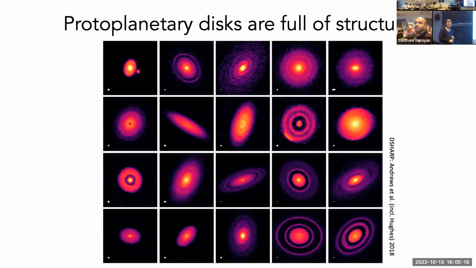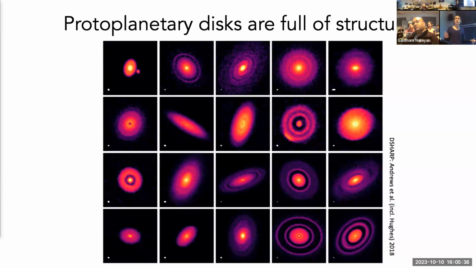So protoplanetary disks, we now know, thanks to ALMA and DSHARP, are full of structure. They're just full of rings and gaps, spiral arms, all kinds of structure. And right now, we do not know whether or not the same is true of debris disks. We have started to get a hint that some debris disks have gaps.